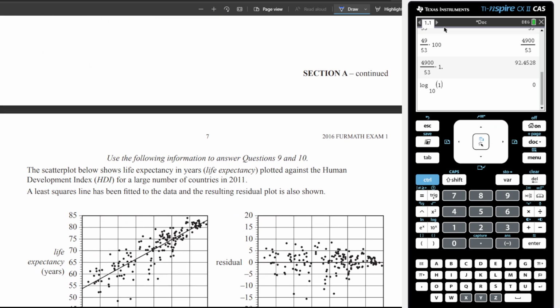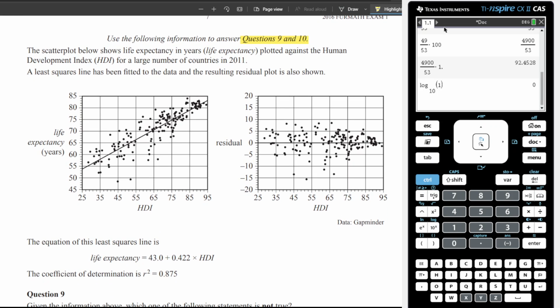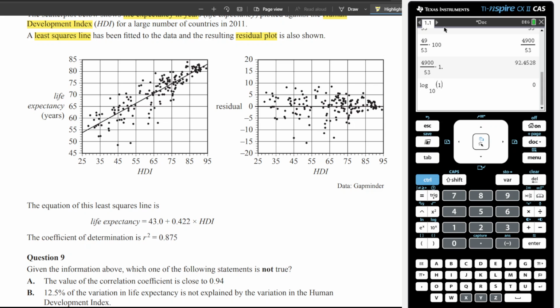Let's move on. So again, we've got some information pertaining to two questions, questions 9 and 10. The scatter plot below shows life expectancy in years plotted against Human Development Index, HDI, for a large number of countries in 2011. The least squares line has been fitted to the data and the resulting residual plot is also shown. The equation of this least squares line is this. So they've given us the equation and they've told us the coefficient of determination r squared.